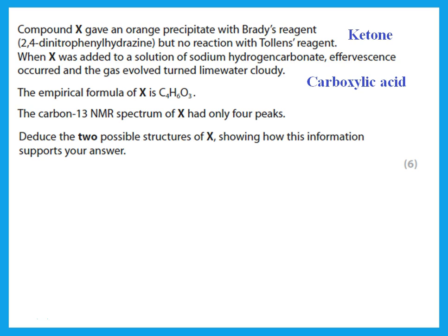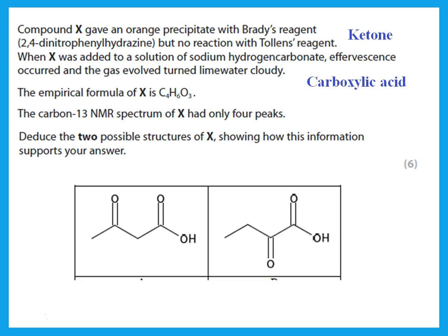Now he's saying that the empirical formula of X is C4H6O3. The carbon-13 NMR gave only 4 peaks. And he's saying deduce 2 possible structures showing how this information supports your answer. So we're looking for something that has 4 carbons. And it should have a ketone and a carboxylic acid. And it should have only 4 different types of carbon, or 4 different environments for the carbon.